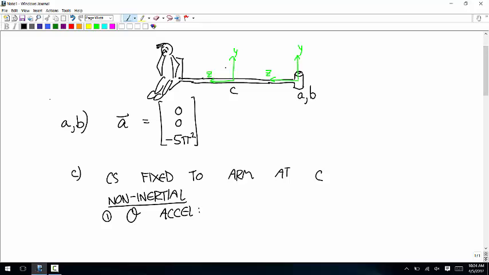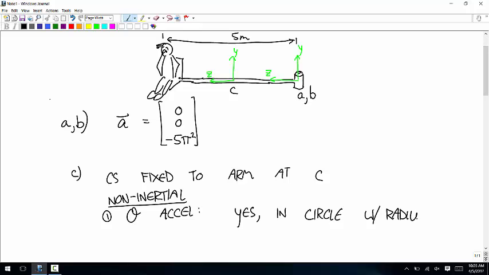We're doing the one at C. So the whole thing's rotating around that hinge, and so this is moving in a smaller circle around the hinge. So the origin's accelerating in a circle. This whole thing had a length of 5 meters, and so the radius of the circular motion of this coordinate system is 2.5 meters.